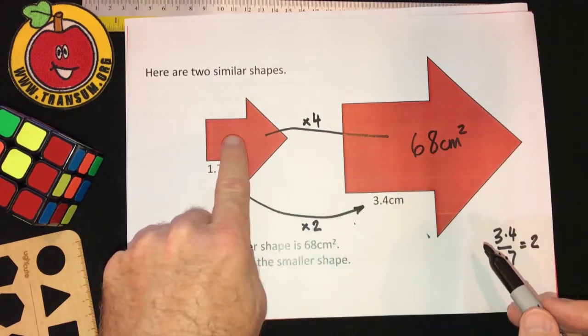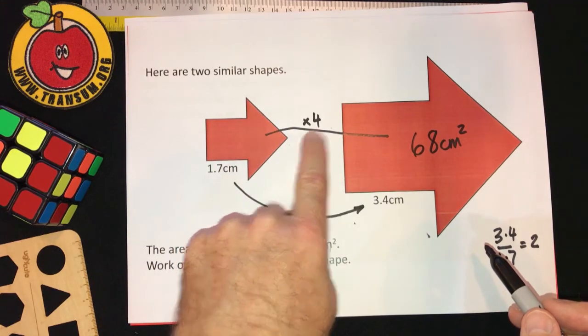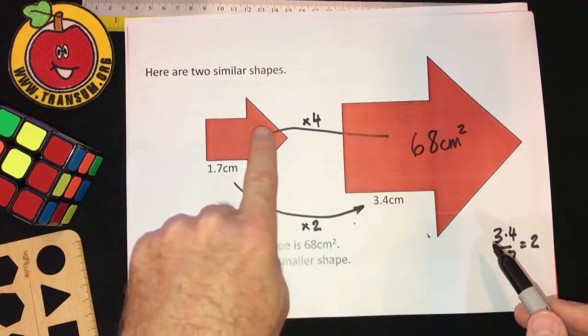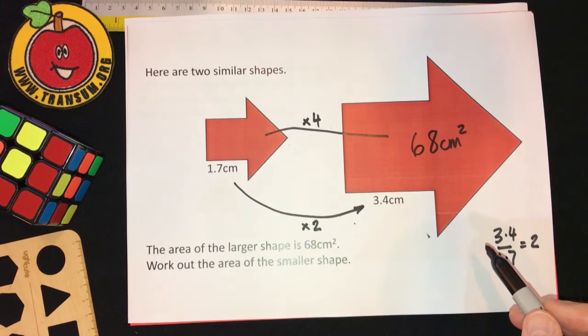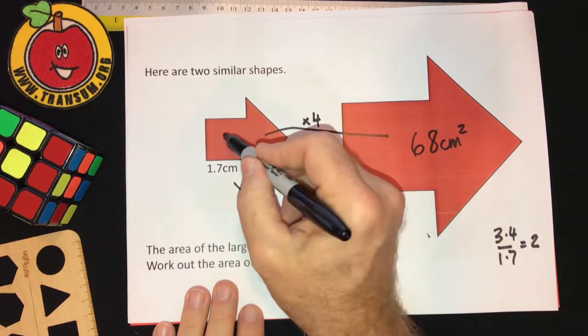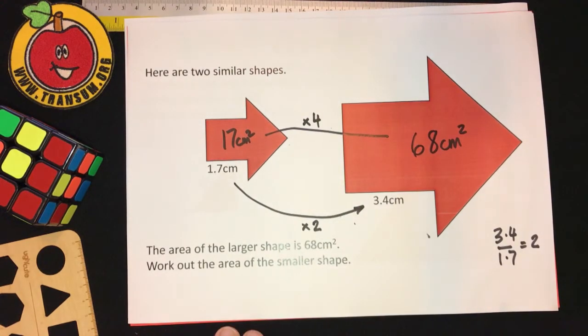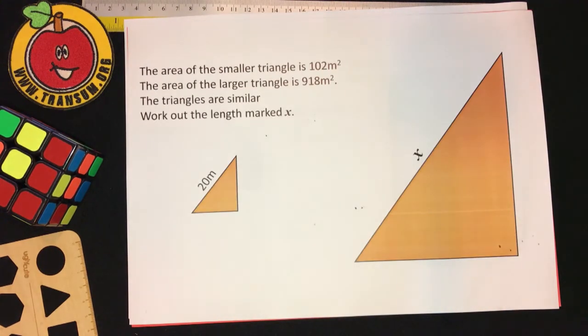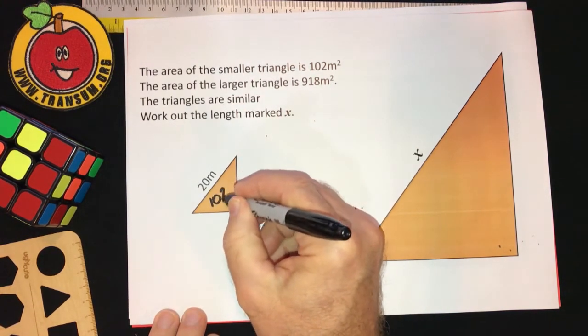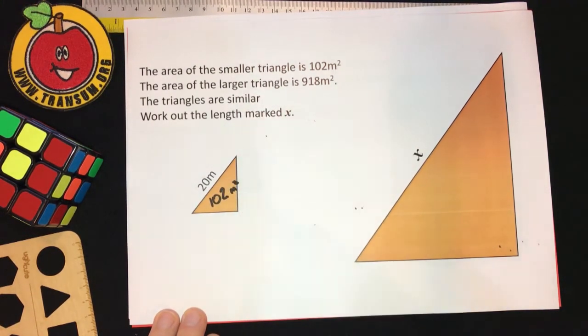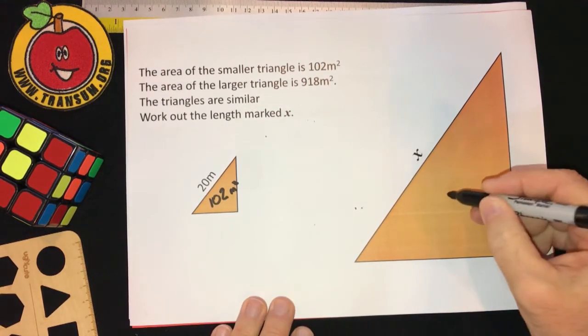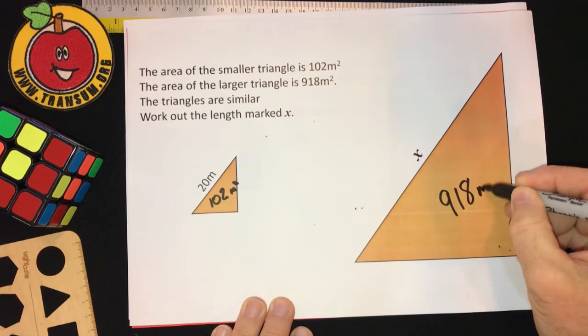But in this case, we want the smaller one. So instead of multiplying by 4, we're working backwards. We're going to divide by 4. 68 divided by 4 is 17. And that's the answer. The area of the smaller triangle is 102 meters squared. The area of the larger triangle is 918 meters squared.